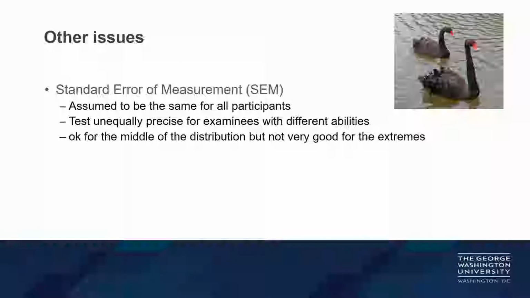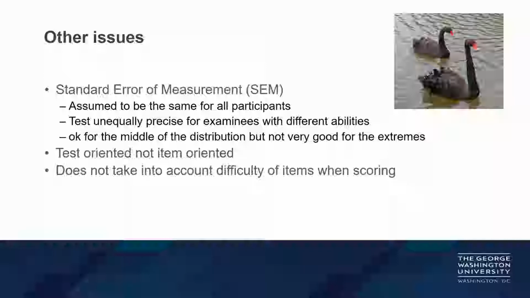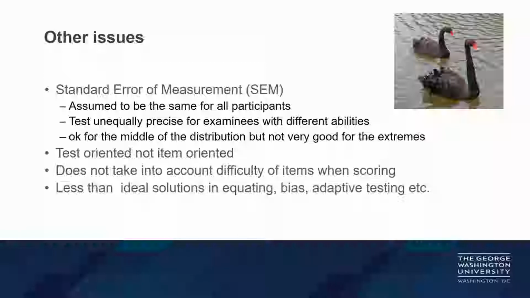For more information, please see some of the texts that I mentioned on the first slide. Our standard error of measurement is assumed to be the same for all participants, so we have a test that is unequally precise for examinees with different abilities. This is okay actually in the middle of the distribution, but it can be extremely erroneous at the extremes. Classical test theory is test-oriented, and we don't necessarily know that much about our items. It does not take into account difficulty of items when scoring. It's less than an ideal solution, as I mentioned, for equating, but also for bias and adaptive testing.